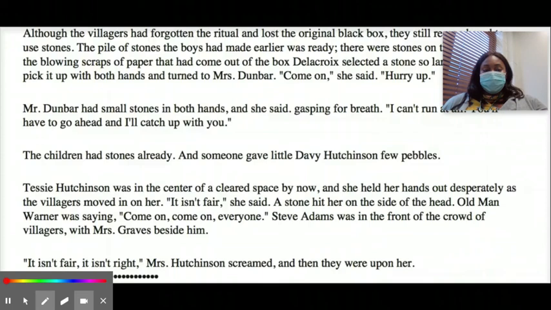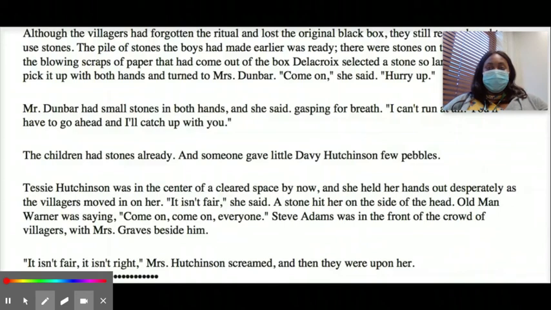Mrs. Dunbar had small stones in both hands, and she said, gasping for breath, I can't run at all. You'll have to go ahead, and I'll catch up with you. The children had stones already, and someone gave little Davy Hutchinson a few pebbles. Tessie Hutchinson was at the center of a cleared space by now, and she held her hands out desperately as the villagers moved in on her.